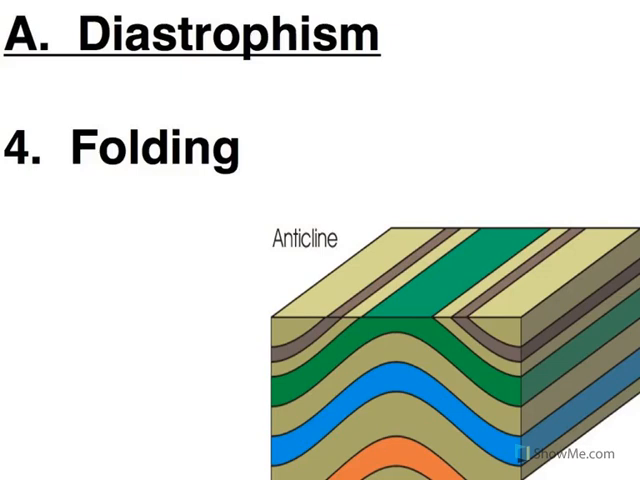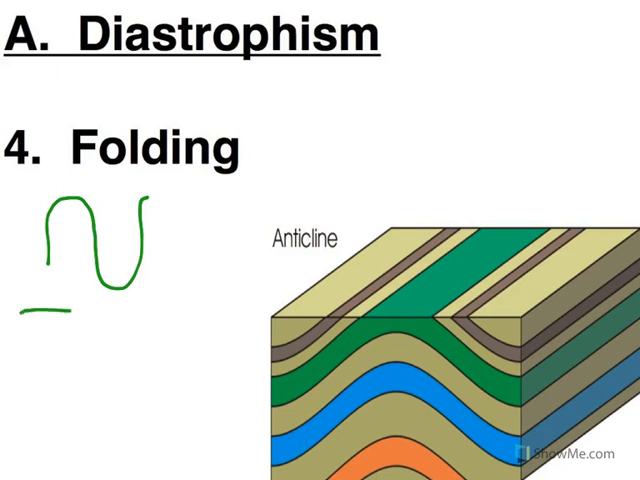Folding and faulting. We've looked at the various forms of stress and strain, so now we're looking at some of the things that can happen as a result of those stress and strains. So folding is one thing, and as the name implies, the rocks are going to get folded.